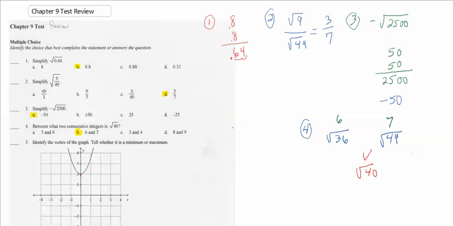Okay, and number 4, it says between what two consecutive integers is square root of 40? So I wrote down the square root of 36 is 6, the square root of 49 is 7, and in between 36 and 49 you would get square root of 40. So that's why it was between 6 and 7.